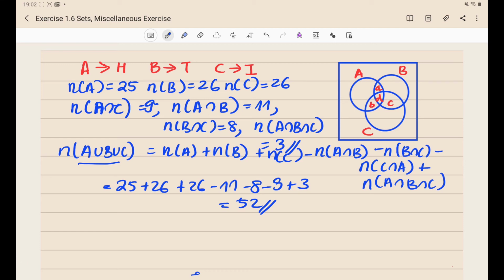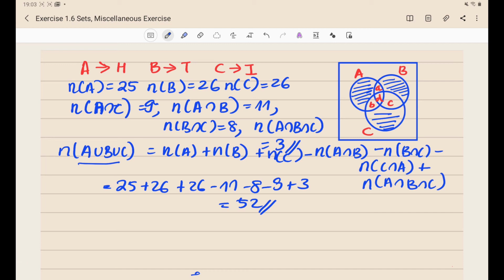That is either newspaper H only. Only H means what it would be? This region, right? Only T means what it would be? This region, right? And if it is only I, it would be this region. So these are the number of people who read exactly one newspaper. We need to find that.